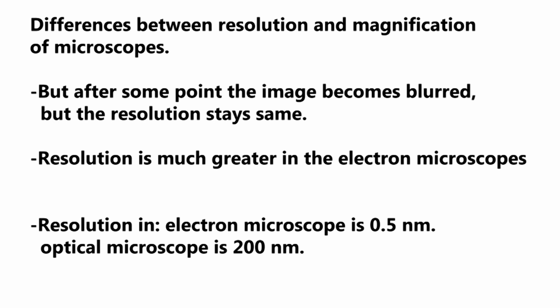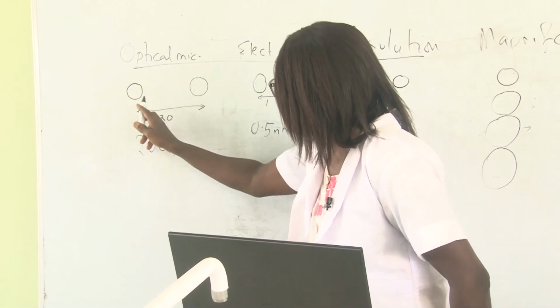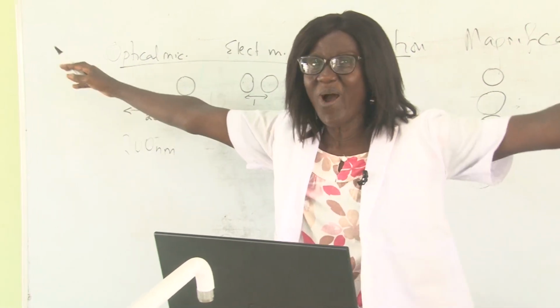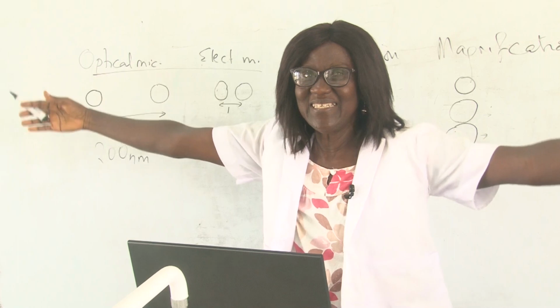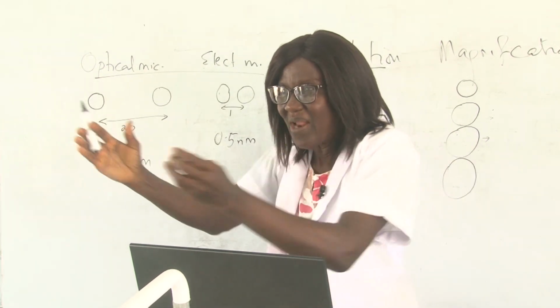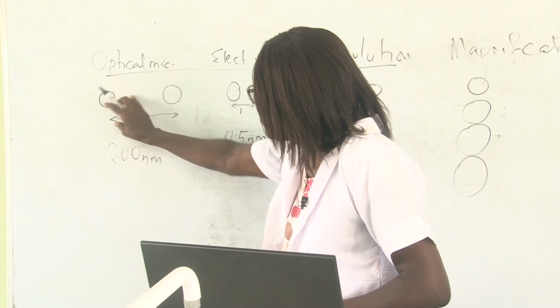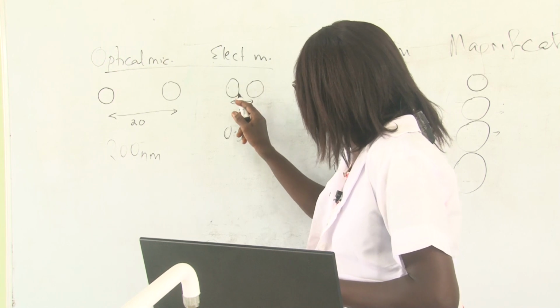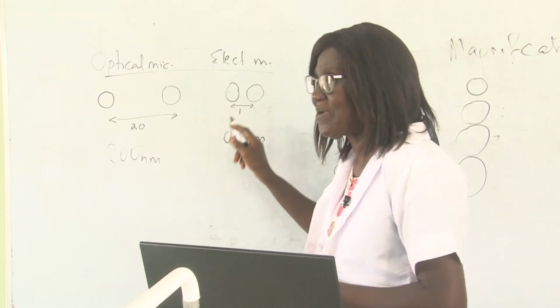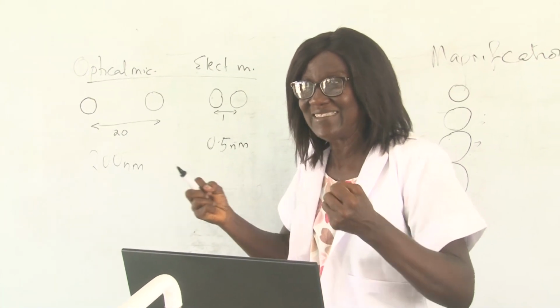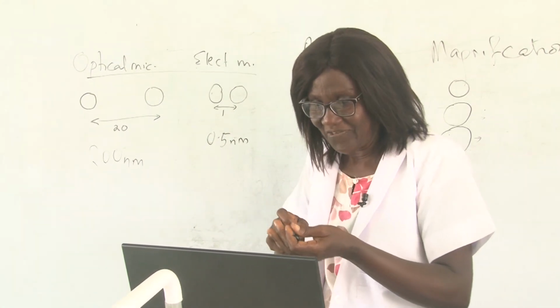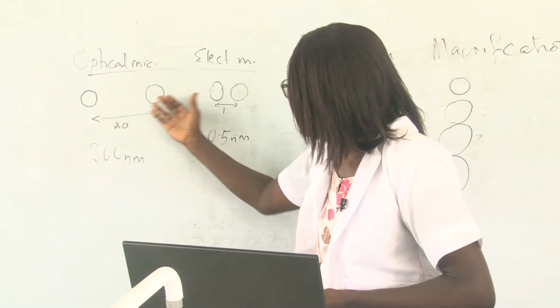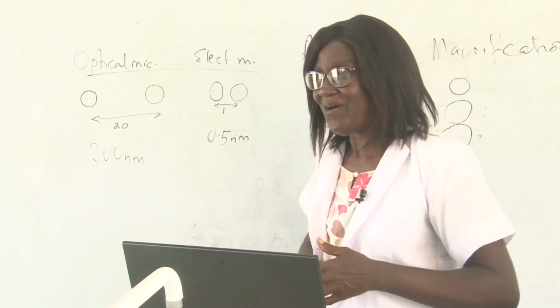Resolution in the optical microscope is 200 nanometers. It means the distance needed to recognize these two points as separate points is wide. You can't see them. They look as one. When you are using the optical microscope, they will look as one. But when you are using the electron microscope, you will see them as two separate points because the resolution is high. So that is the difference in resolution between the electron microscope and the optical microscope.